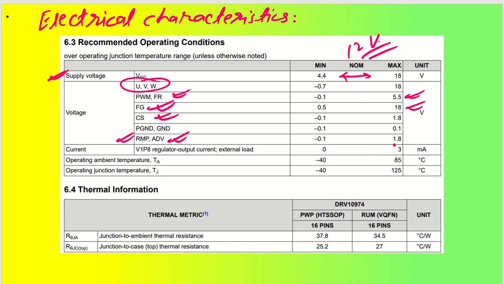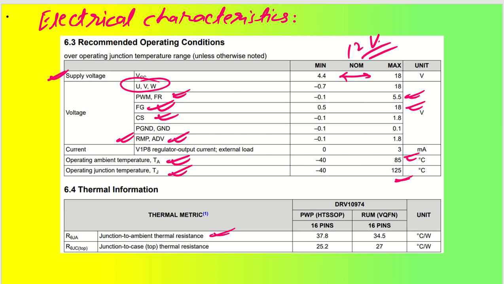Alright, with this you can see what my ambient temperature range is, that is up to 185 degrees centigrade, and junction temperature can go as high as 125 degrees centigrade. You can see we have junction to ambient thermal resistance as well. For the HTSSOP package it is 37.8 degrees centigrade per watt, and for the VQFN package it is a little better, which is 34.5 degrees centigrade. The best part is both of them have almost the same thermal capabilities, so there is no need to worry about this.